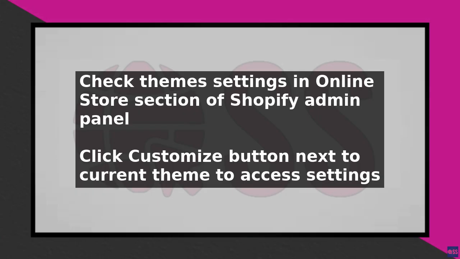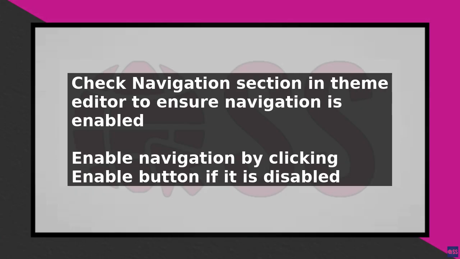Next to your current theme, in the theme editor, click on the navigation section and make sure that the navigation is enabled. If the navigation is disabled, click the Enable button to turn it on. If you are using a third-party theme, the navigation settings may be located in a different section, so be sure to check your theme documentation for specific instructions.